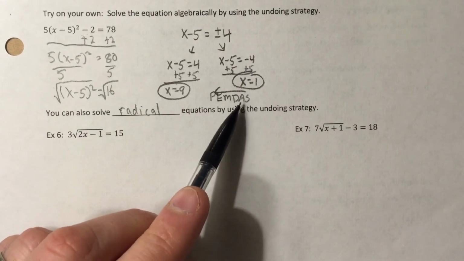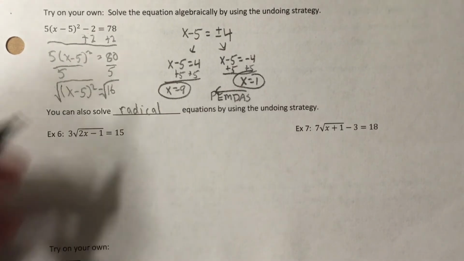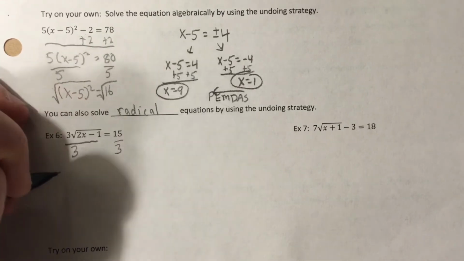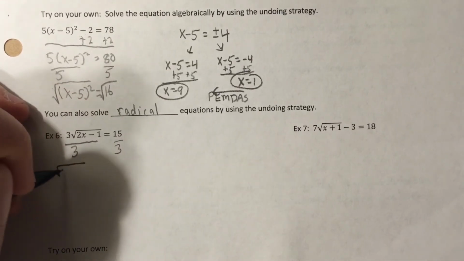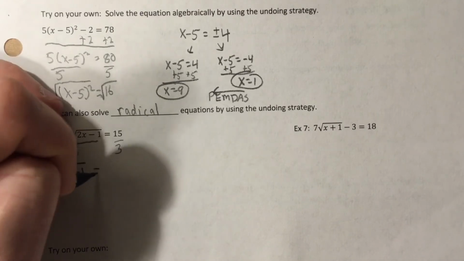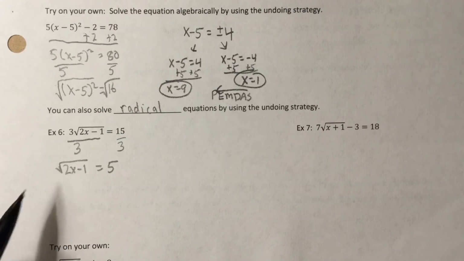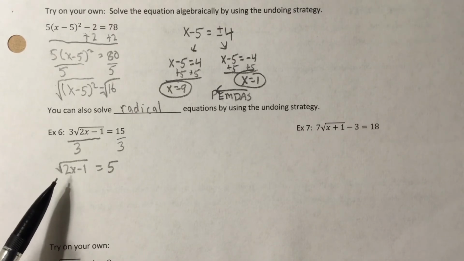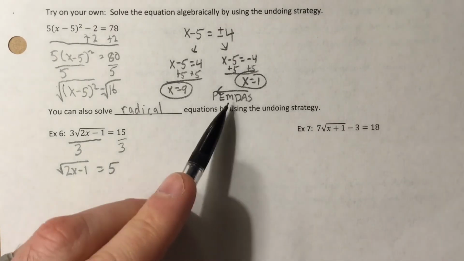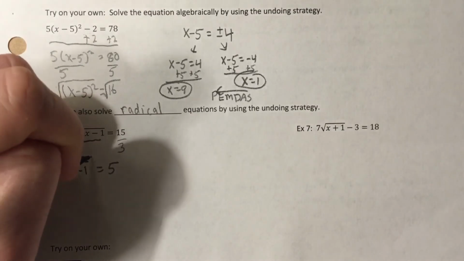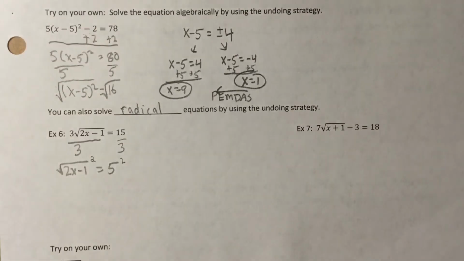So guess what? Not a big deal. We'll just go and try to undo multiplication next. So I'm going to divide by 3. And I'd end up with the square root of 2x minus 1 equals 5. And now we're like, all right, square root, I can defeat you. So we undo exponents now, which is really a square root. What's the opposite, or how do you undo a square root? We're going to square it. So we'll square this, square that.